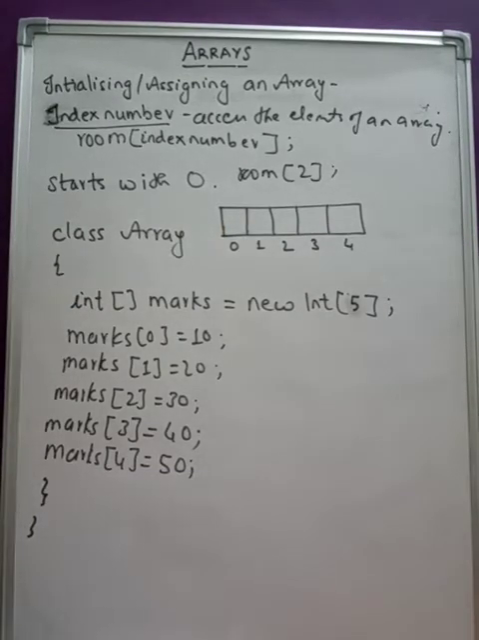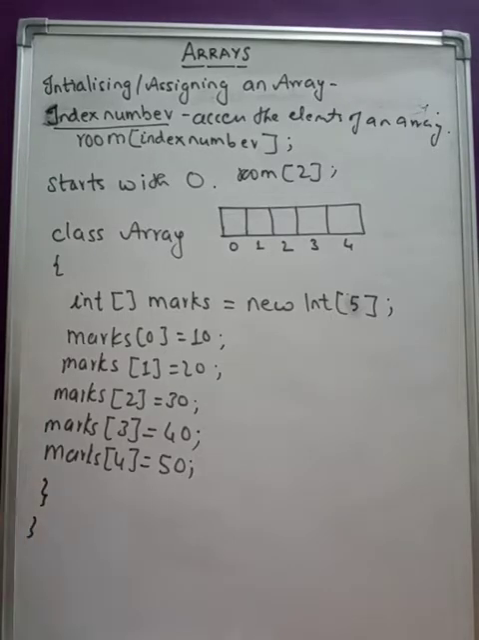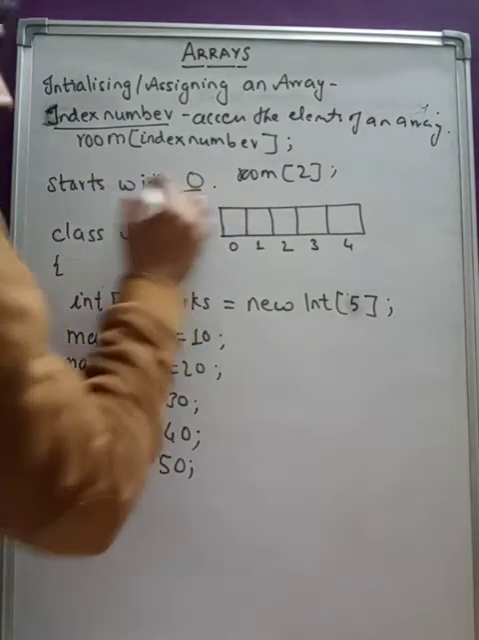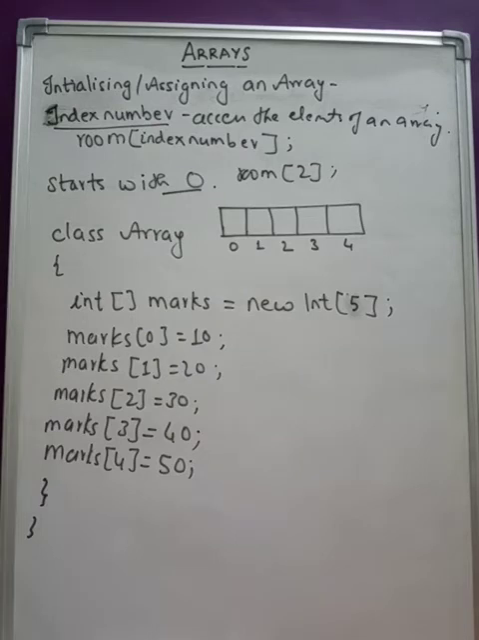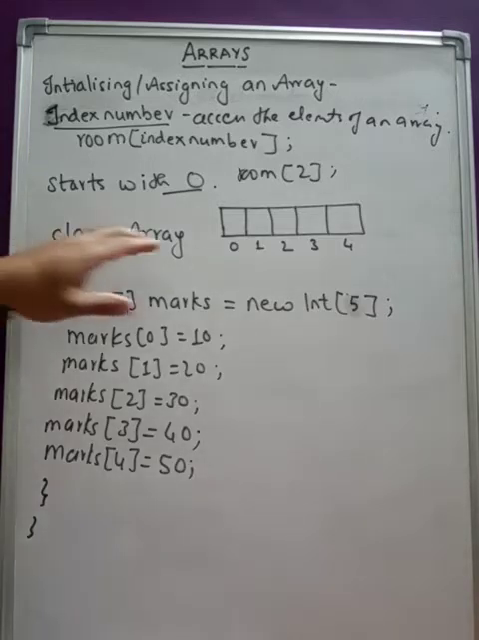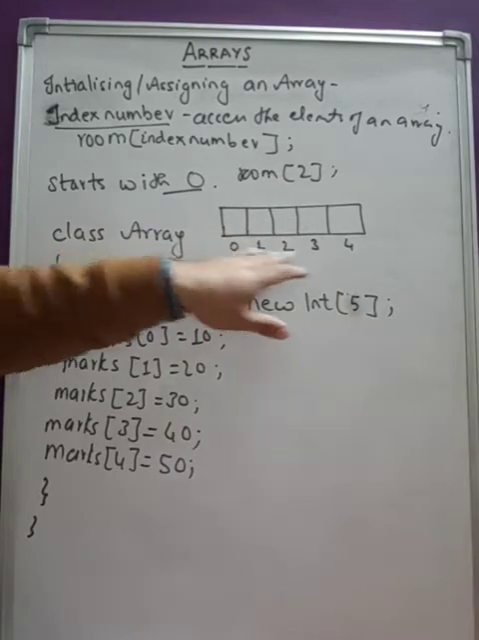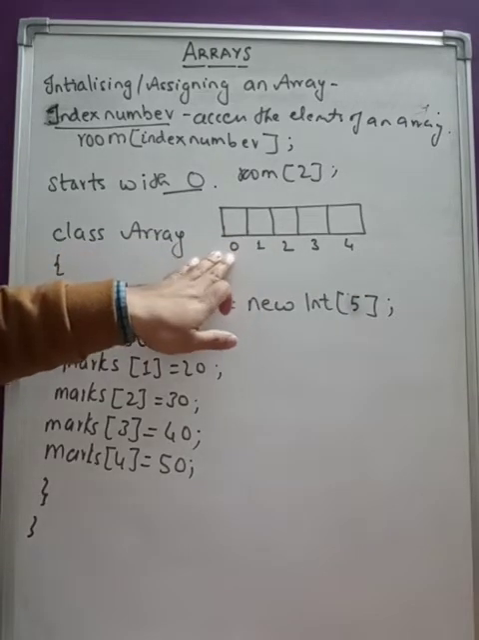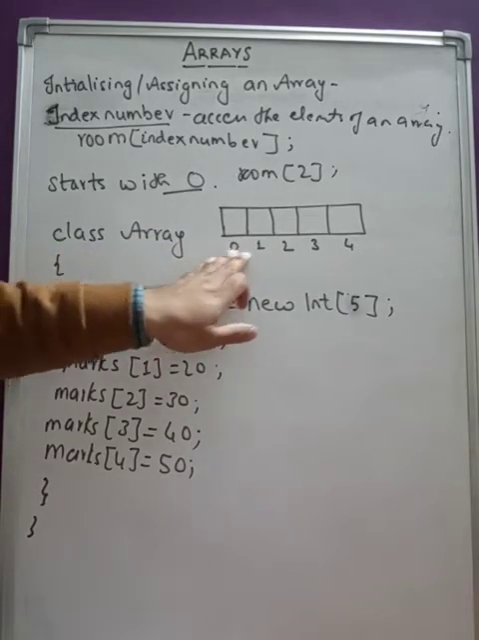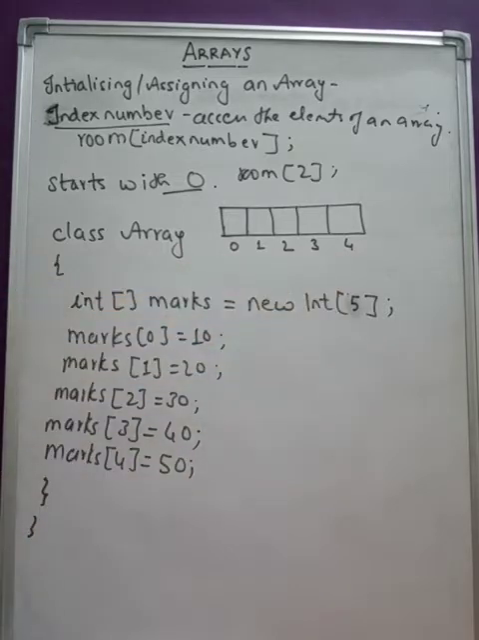The next thing that is very important is that indexing of an array always starts with 0. That means the first value in the array will be stored at the 0th location. You can visualize the array in this two-dimensional way, where the indexing of the array starts from 0 and goes until the array ends.